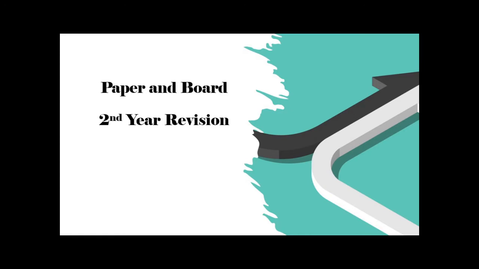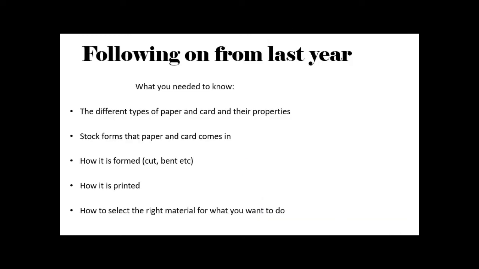Hi everyone, in today's video we're going to have a look at paper and board for the second year revision. So just to recap, what we did from last year was basically to identify the different types of paper and card and what their properties are, stock forms that paper and card come in, how it's formed, whether that's cut, bent, etc., how it's printed, and then how to select the right material for what you want to do.